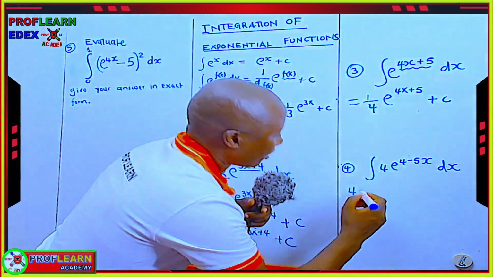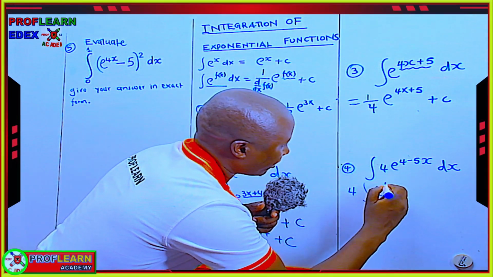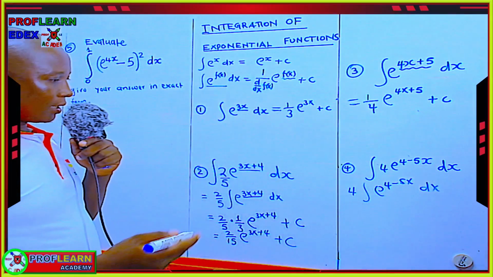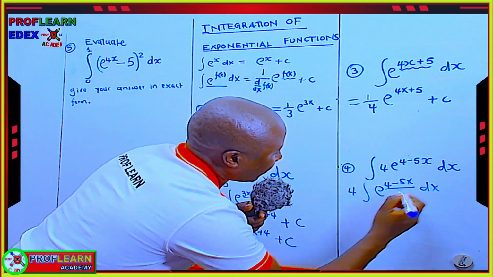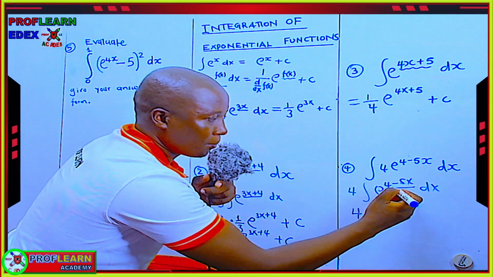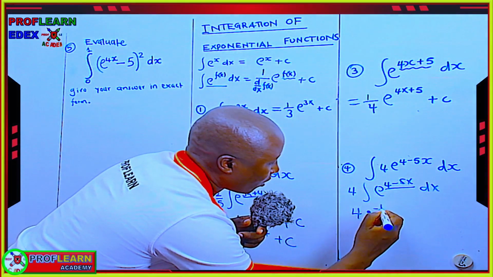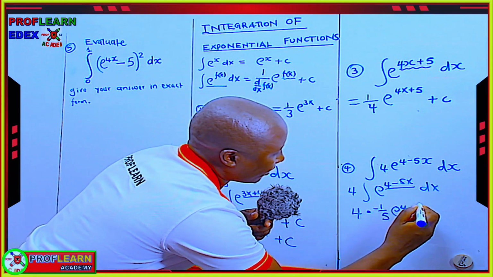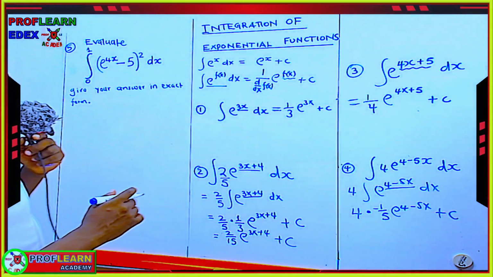And this one, we can take the constant out of the integral. We remain with e to the power 4 minus 5x with respect to x. Integrating this, we are going to differentiate the power first. Differentiating 4 minus 5x, we get -5 here. So that will be -1/5 e to the 4 minus 5x, plus c. And then we are done with that.